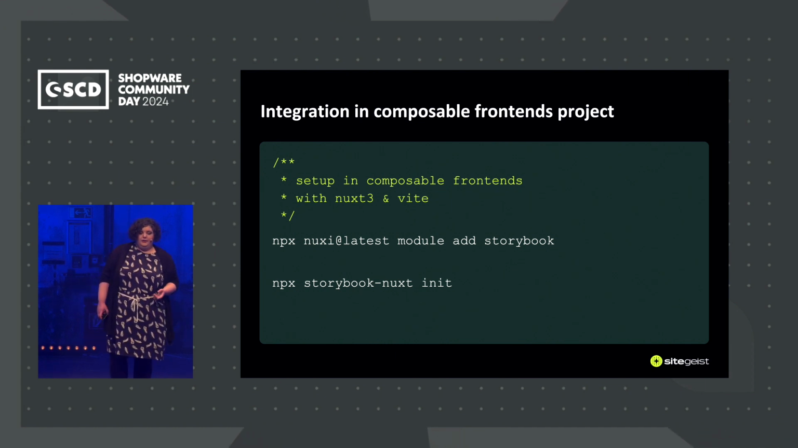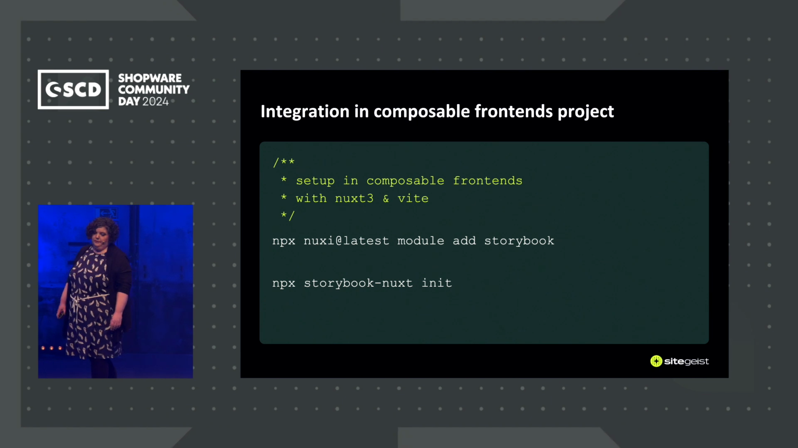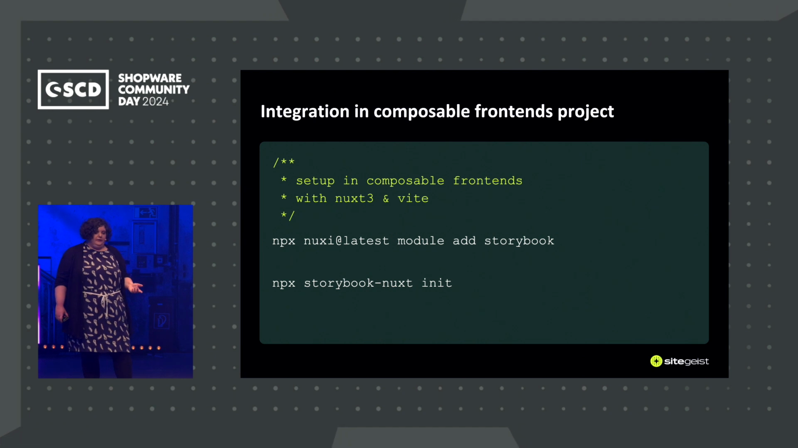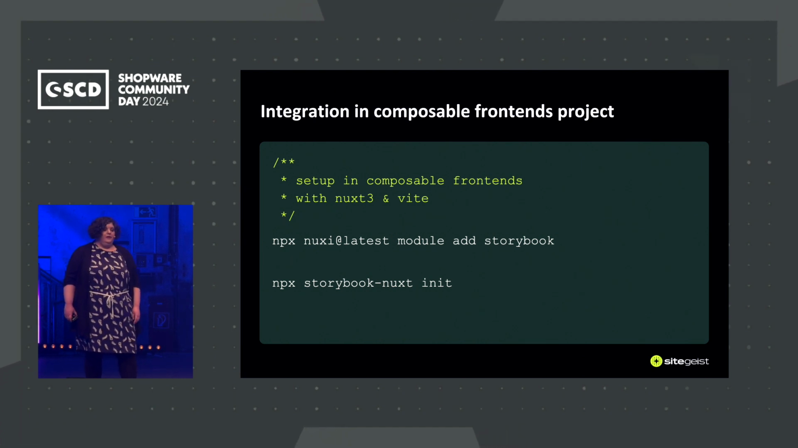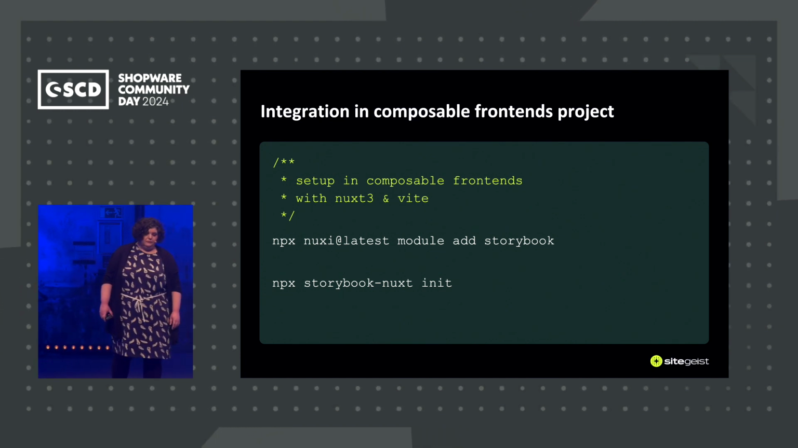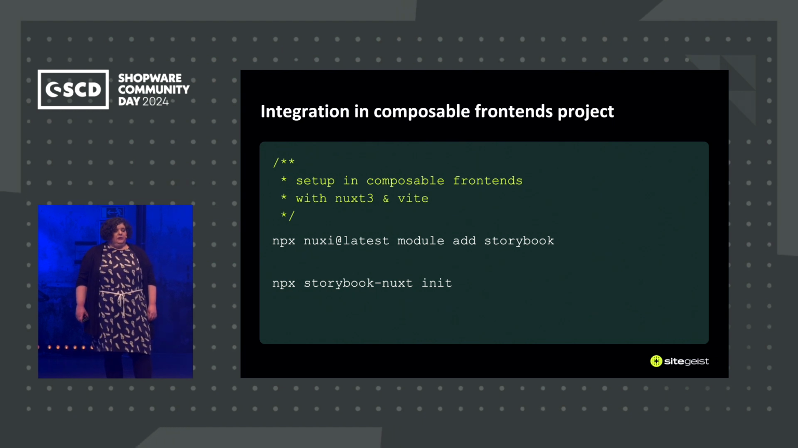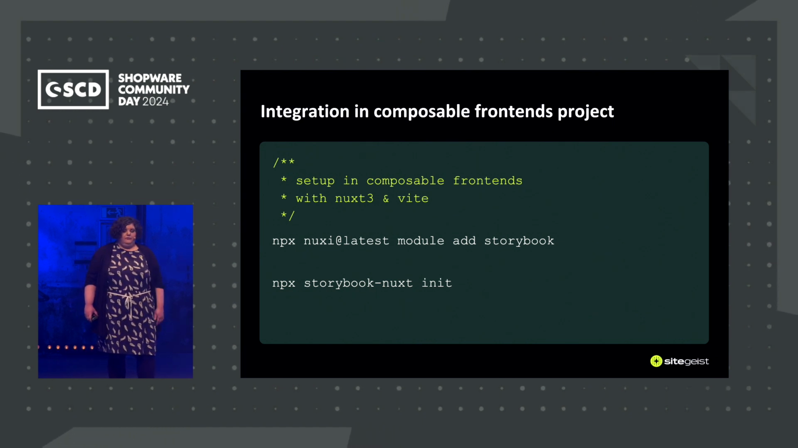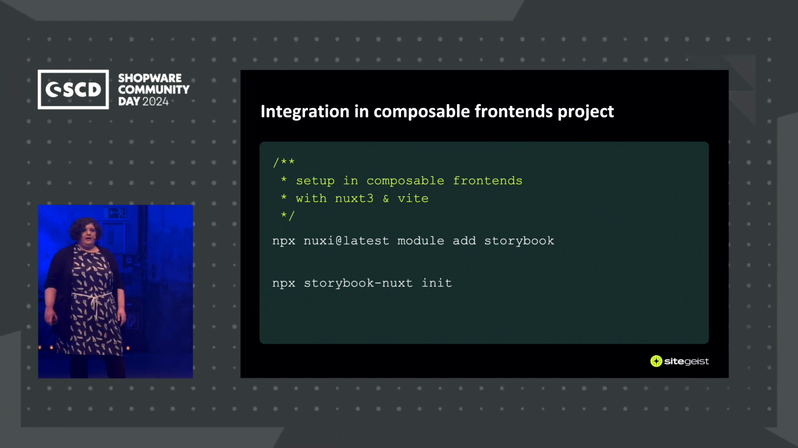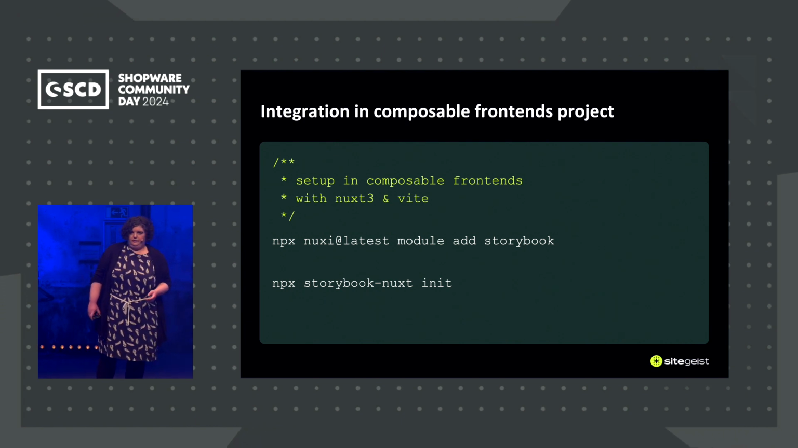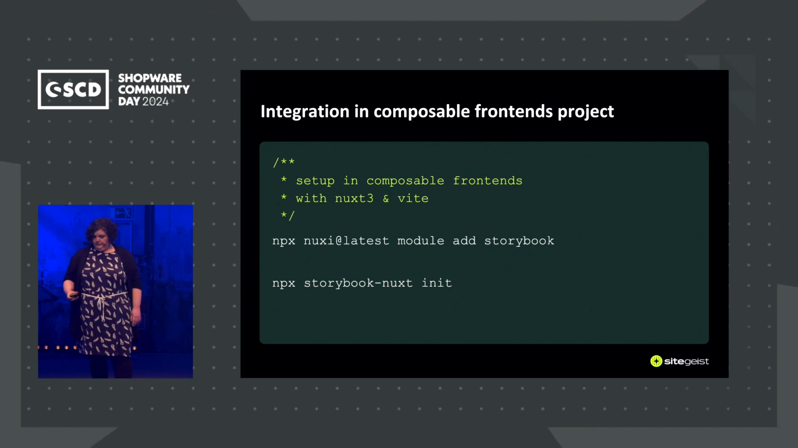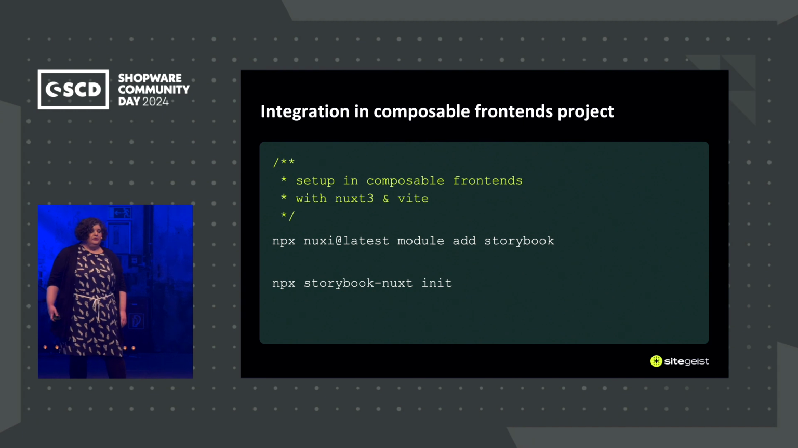Let me show you how you can integrate Storybook into a composable frontends project which is based on the Nuxt 3 demo template. The only thing you have to do is to add the Nuxt module for Storybook. And after that, you can run the initialization of Storybook Nuxt, and everything will be set up for you. Every configuration for Nuxt and also the configuration for Storybook. You can edit afterwards, but initially everything is set up for you. It's only 2 commands and you're ready to run Storybook.